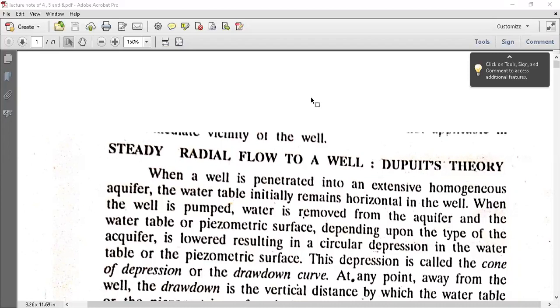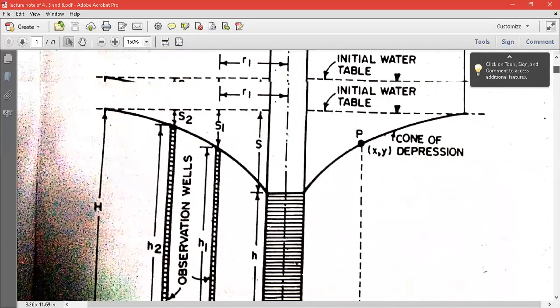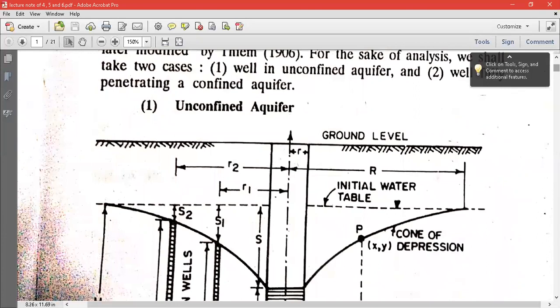Now I'll first describe the picture to explain the system, then we'll come to the theory part. Let us see the cross section of the well. This is the unconfined aquifer, that means an aquifer whose top is free and open to the atmosphere. You see, this aquifer is open to the atmosphere, open to the sky. So this is called unconfined, that means it is not confined.